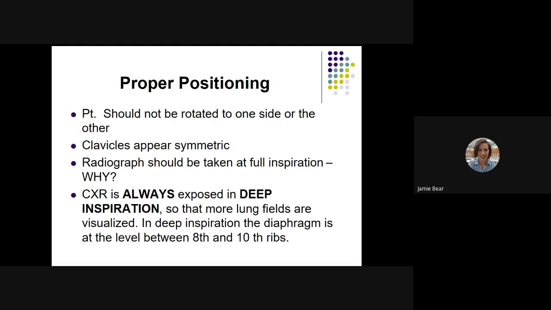So when you're looking at a chest x-ray, we need to make sure that the patient is in a proper position. So the patient should not be rotated to one side or the other. And you can tell that by looking at the patient's clavicles. They should appear symmetrical. And then the radiograph should be taken at full inspiration. And why is that? Because the chest x-ray is always exposed in deep inspiration so that more lung fields are visualized, because they're obviously filled up. In deep inspiration, the diaphragm is at the level between the 8th and the 10th rib.